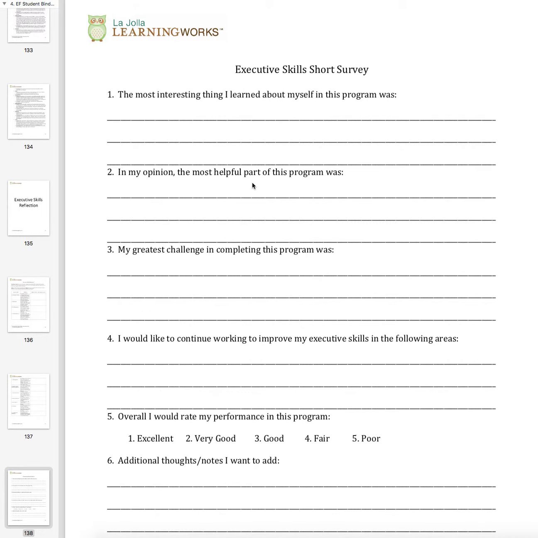And then this last page is just an executive skills survey reflection. So you don't have to do this after you're completely done with the entire binder. It could be something that you do at the end of the year, when the student is reflecting on their own progress. In general, as long as we see growth, that's the goal, right?